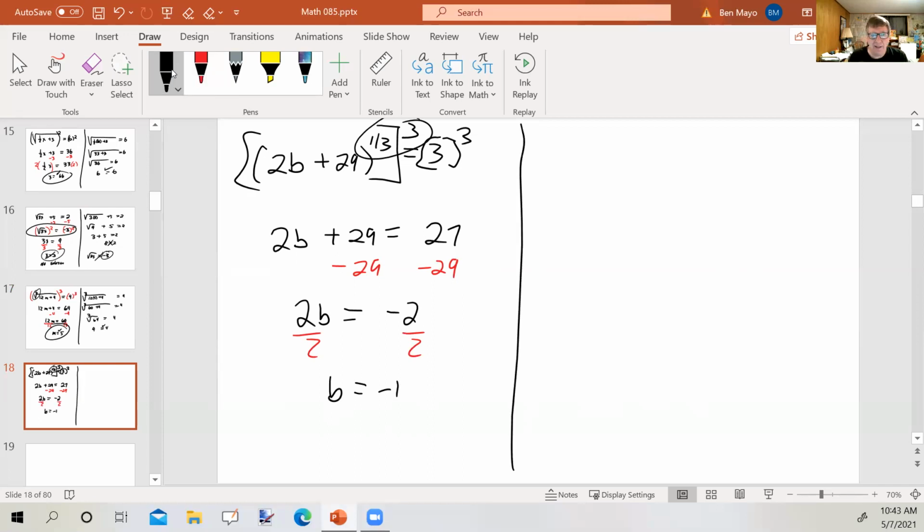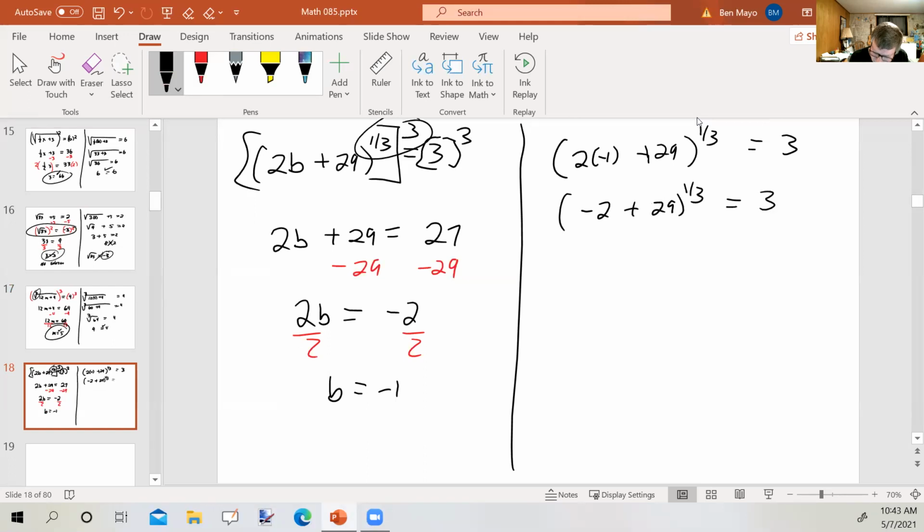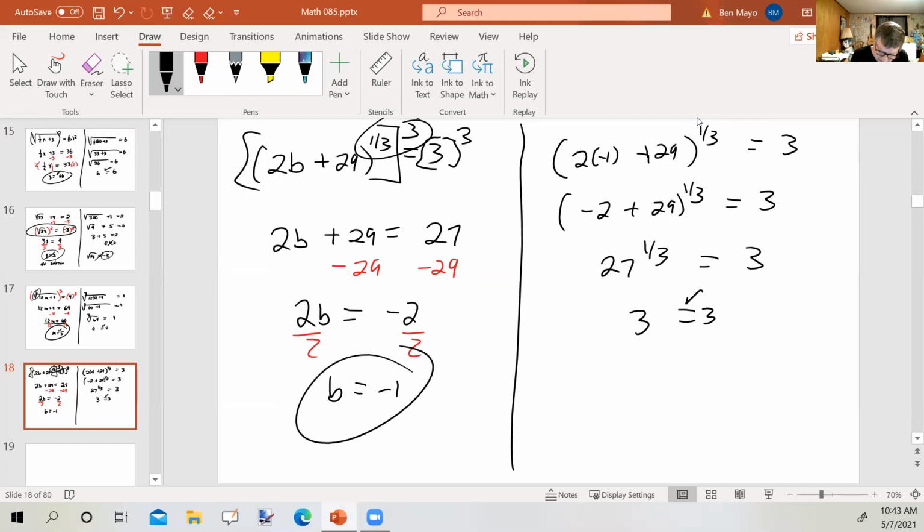Let's go back and check our potential solution. We have the quantity 2 times -1 plus 29, all to the 1/3 power equals 3. 2 times -1 is -2. So -2 plus 29, all to the 1/3 power equals 3. -2 plus 29 is 27. 27 to the 1/3 power equals 3. The cube root, or the 1/3 power of 27, is 3. 3 equals 3, it checks, so our solution is correct.